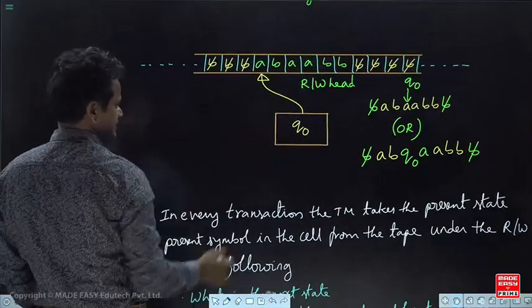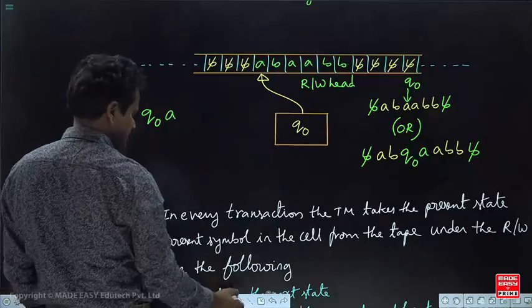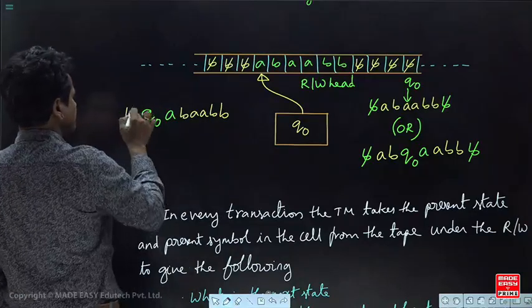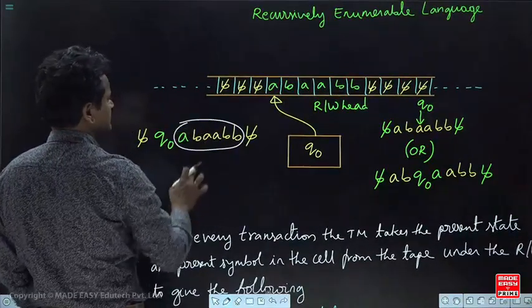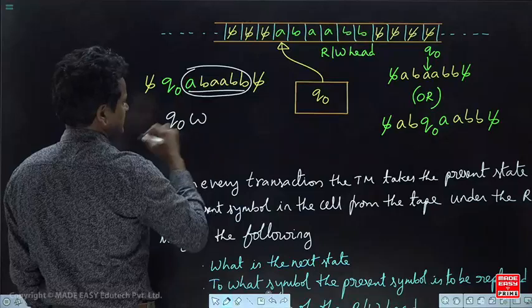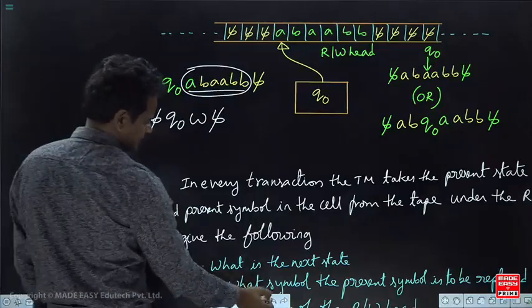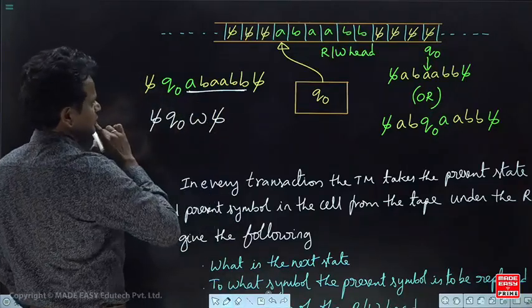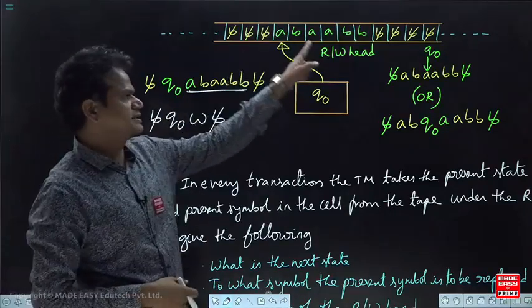How do we represent it? We write the present state Q naught before the present input symbol, and the remaining input string is B, A, B, and before and after you can use any number of blanks. Guys, tell me, what is this whole? This is the input string. Generally, W is the input string, with blanks before and after. Do you understand? So this whole is the input string, Q naught is the initial state, and before and after there can be any number of blanks.